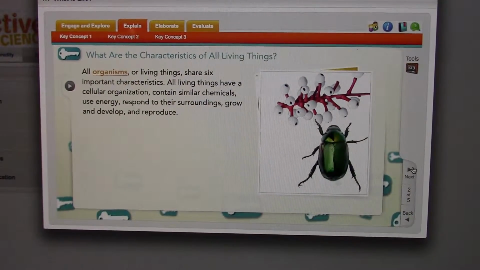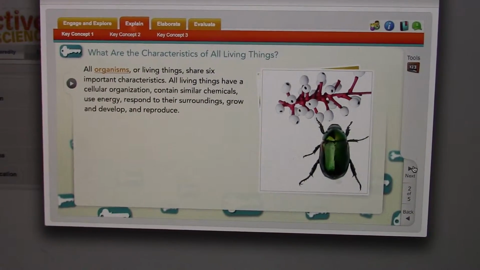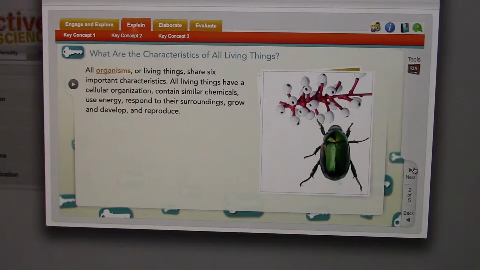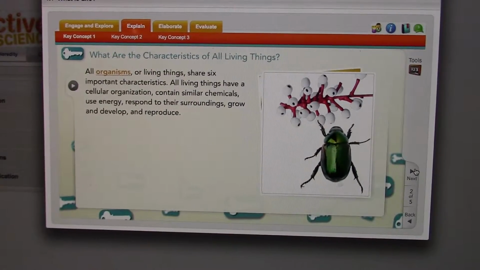All living things have cellular organization, meaning they have cells and they're orderly. You can see them. They contain similar chemicals. They use energy. They respond to their surroundings, grow, develop, and reproduce.